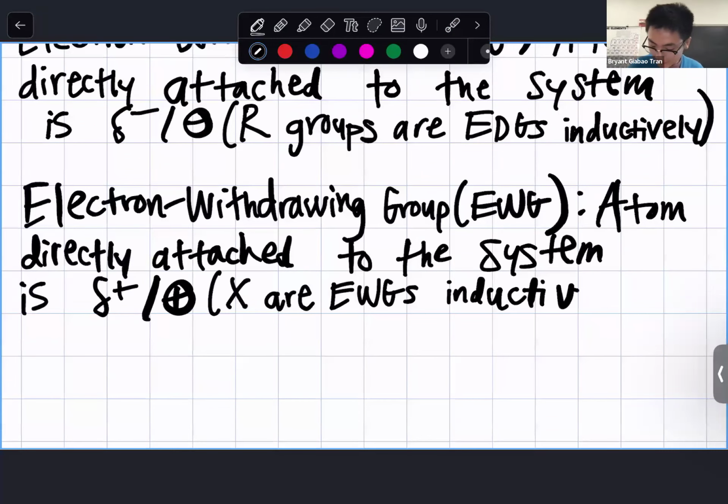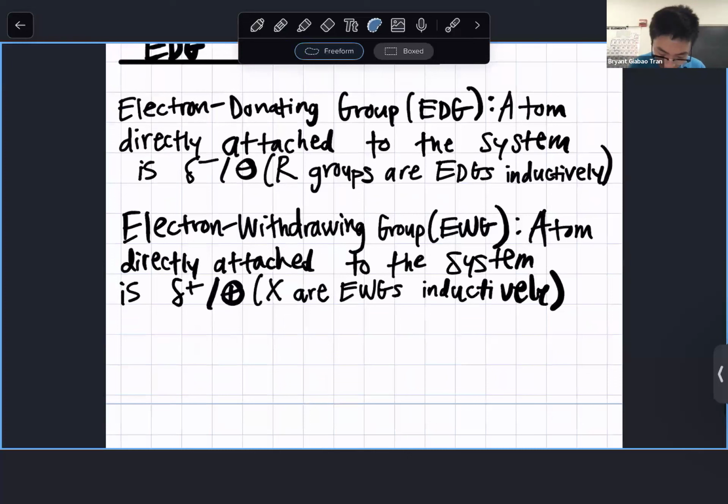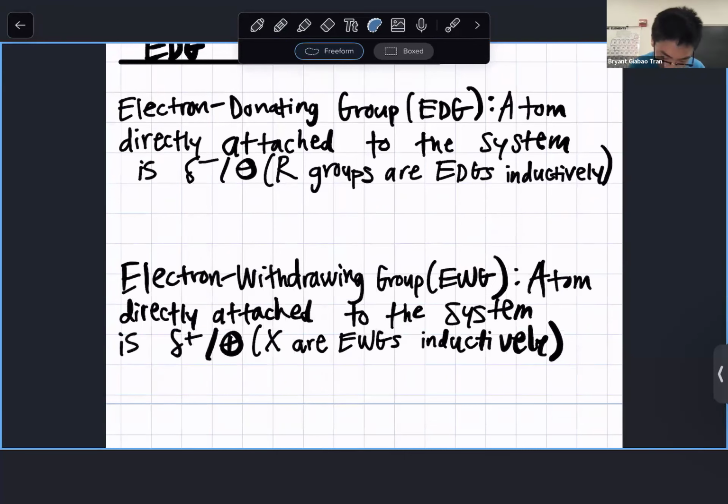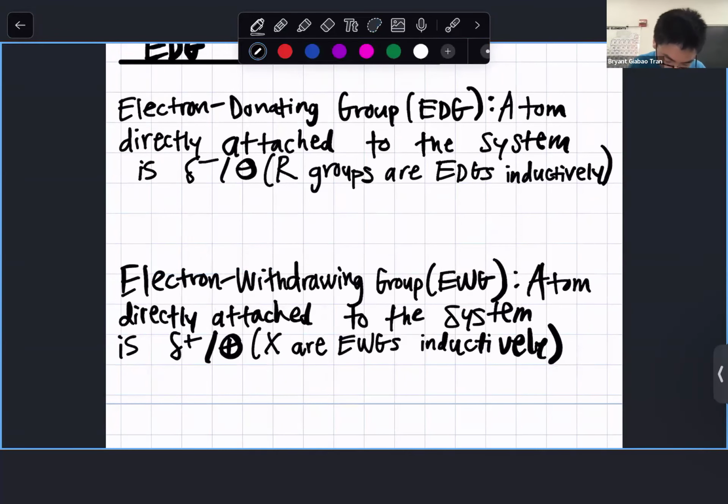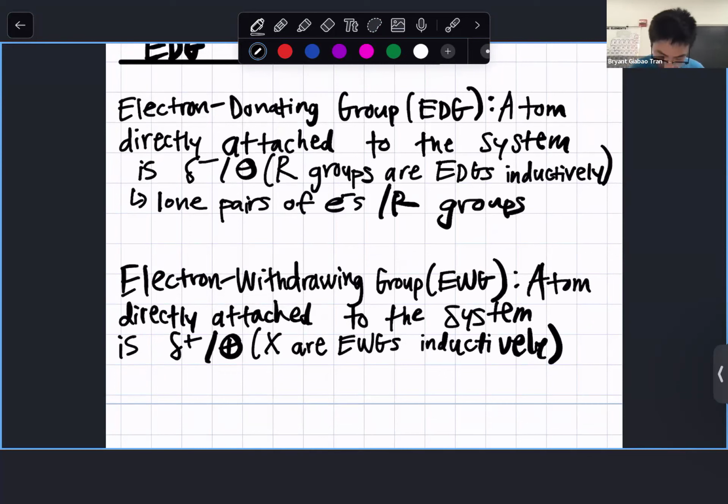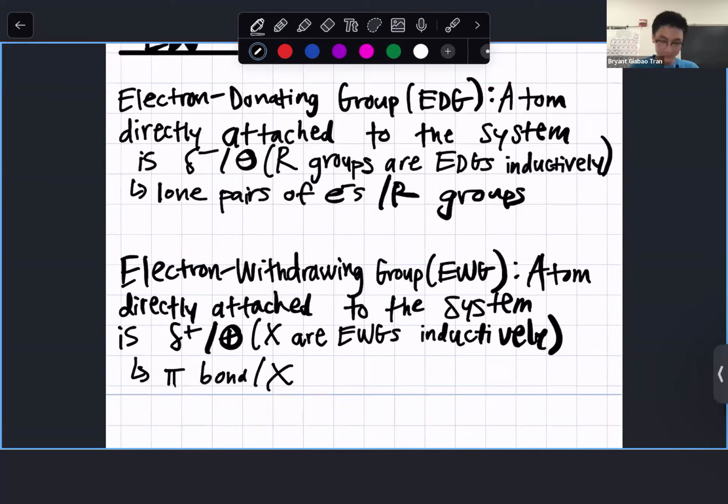Let me put that down. Actually, that's good. Let's say EDG: lone pairs of electrons or R groups. EWG: pi bond, or halogen. Shortcut. Okay, let's look at some examples.